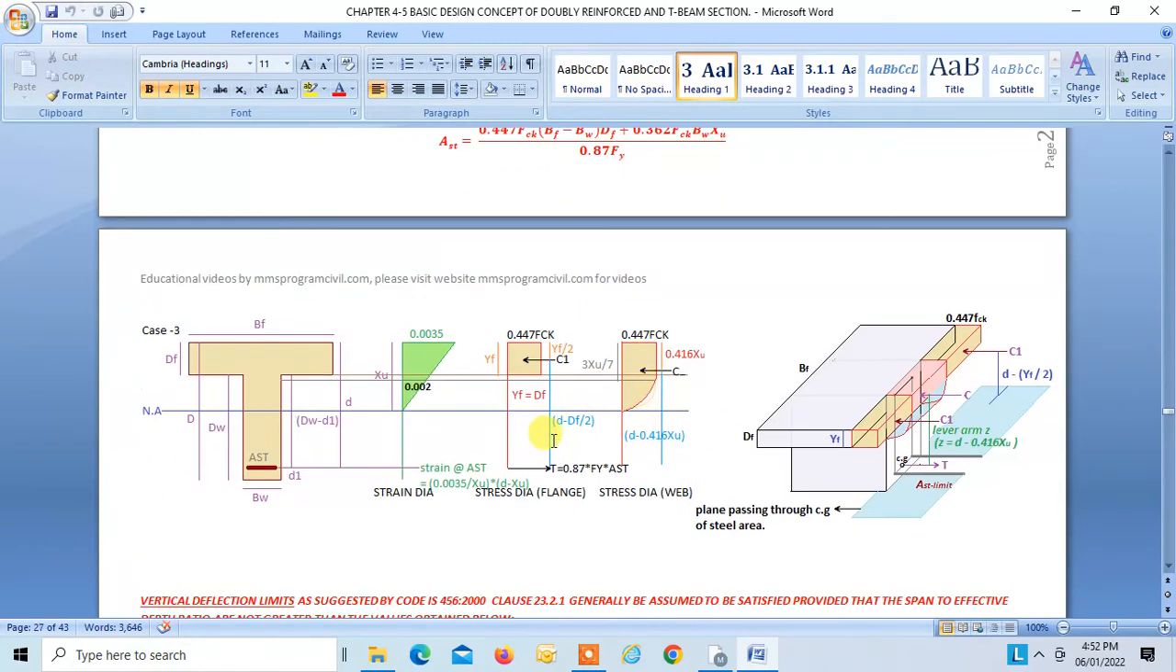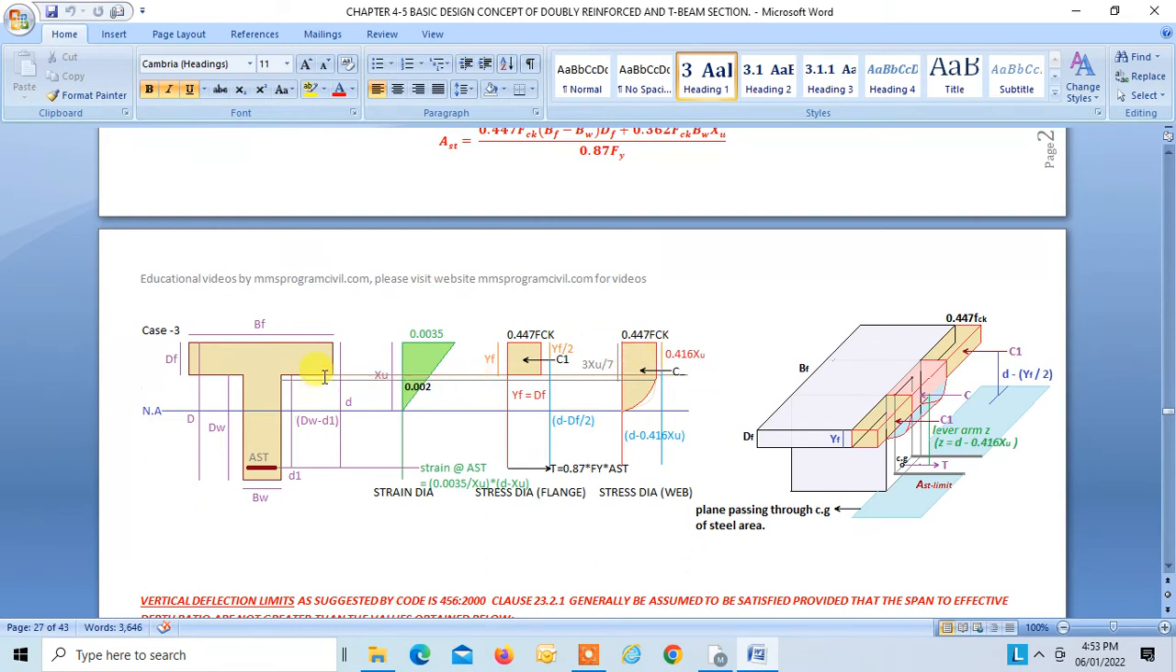Everything remains the same. This is your T. Now over here, this is our 3 by 7 XU, right? So this line over here is the strain point 0.002, and this is in the web, that is outside the flange. So we know that up to this strain, or you can say up to this distance, we have a rectangular, that is uniform stress diagram.